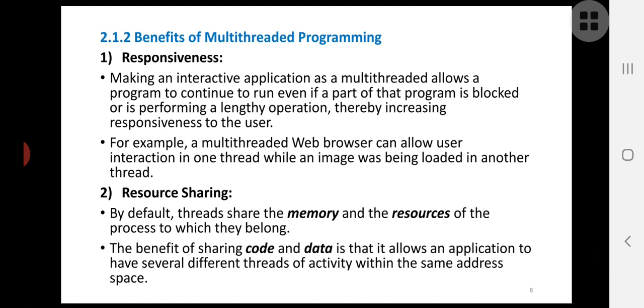responsiveness to that user. The best example is a multi-threaded web browser, which can allow user interaction in one thread, and another thread may be busy loading the image on the screen, where that image is coming from the web server. It means in a browser, one thread is busy receiving the image or text from the server, and one thread is busy displaying that text or image on the screen.